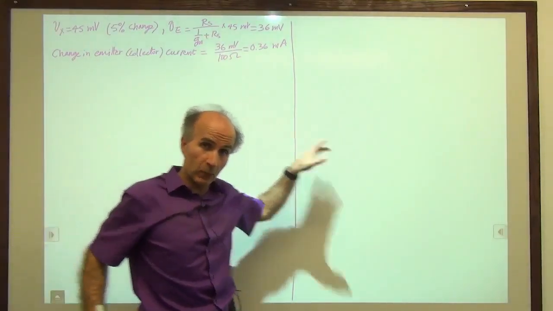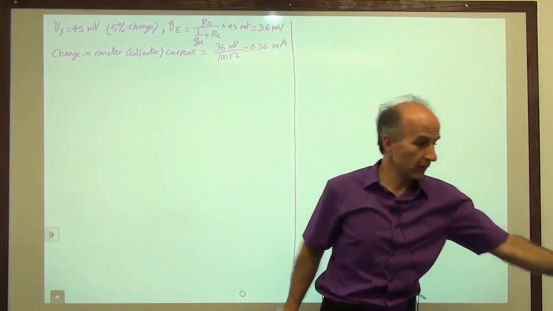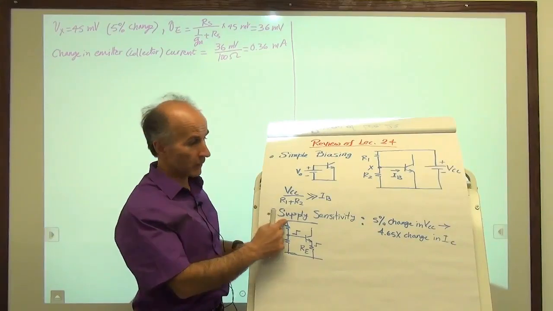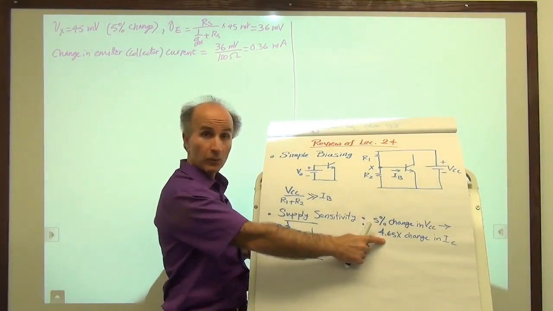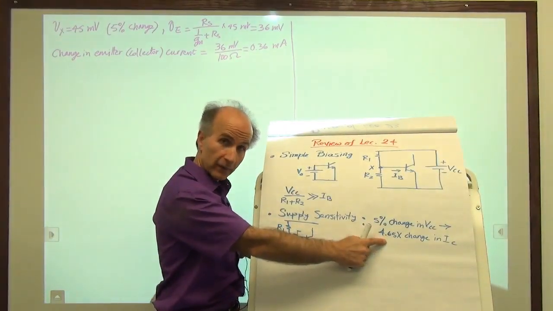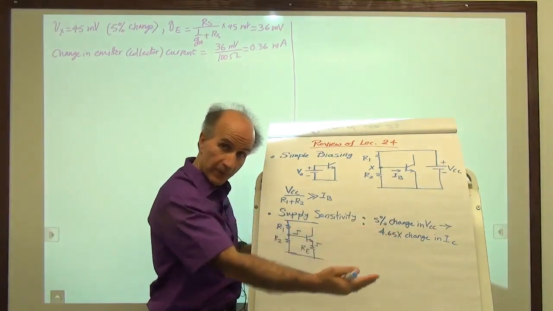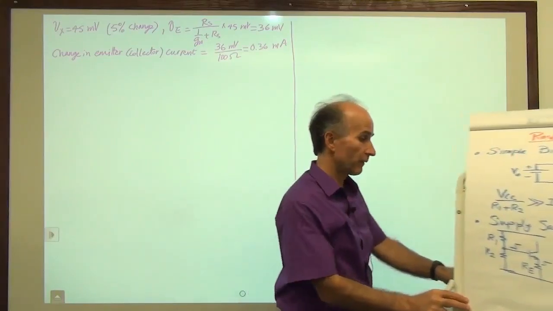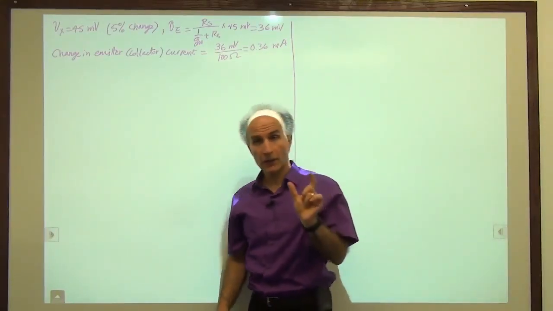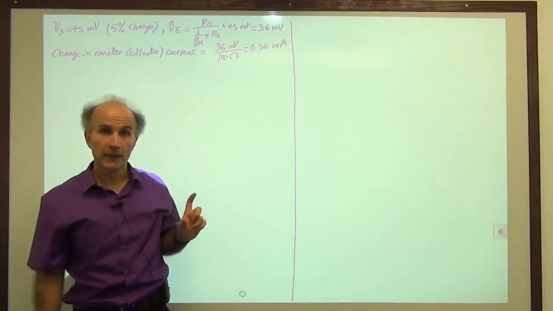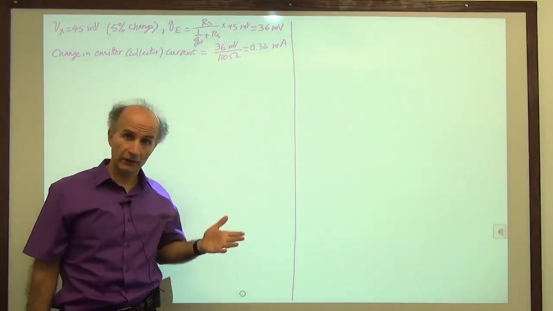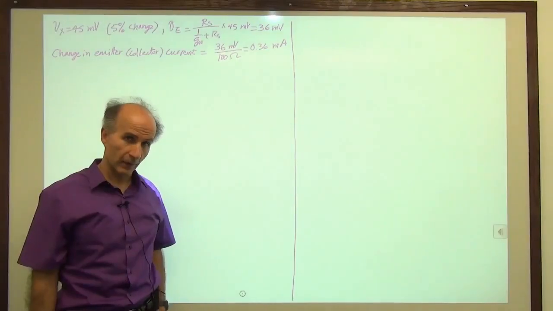But compare that with what we had last time. Last time, as a result of a 5% change on the supply, we saw that the collector current changed by a factor of 4.65, so 465%. Now we have a change of 36%. So even though the drop across RE is only 100 millivolts, it dramatically reduced the sensitivity of the collector current to the supply voltage.